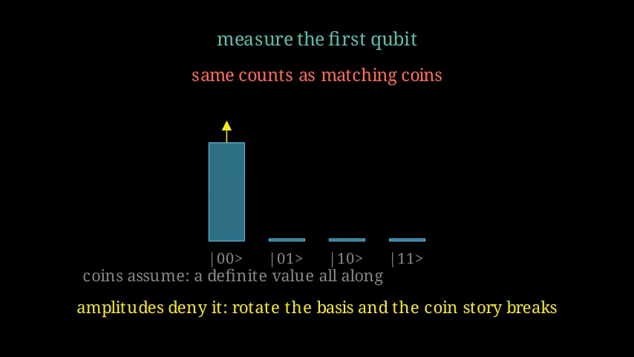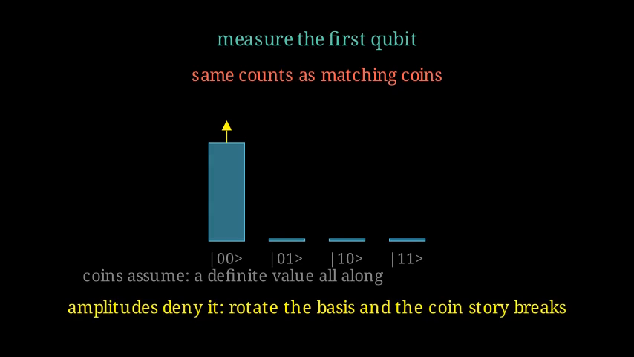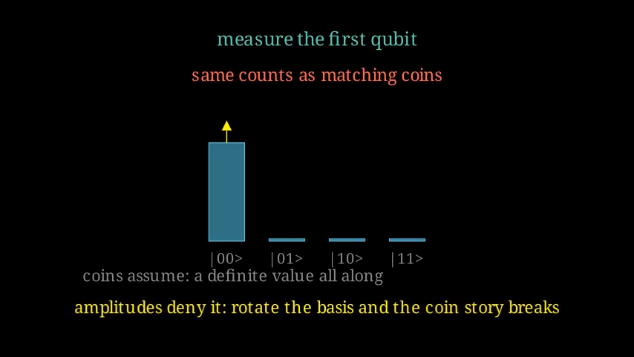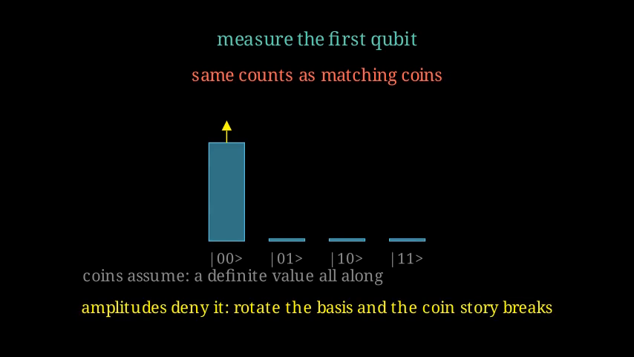Fair challenge. In this one measurement, there is no difference. The matching coins reproduce these numbers perfectly. The difference is in what the coins quietly assume and the amplitudes deny. That each qubit carried a definite value all along, before you looked. Measure the pair along a rotated direction instead, and the hidden coin story predicts one pattern while the amplitudes predict another, and the experiment sides with the amplitudes. That is the crack the coins cannot survive, and it is why we needed a new word.